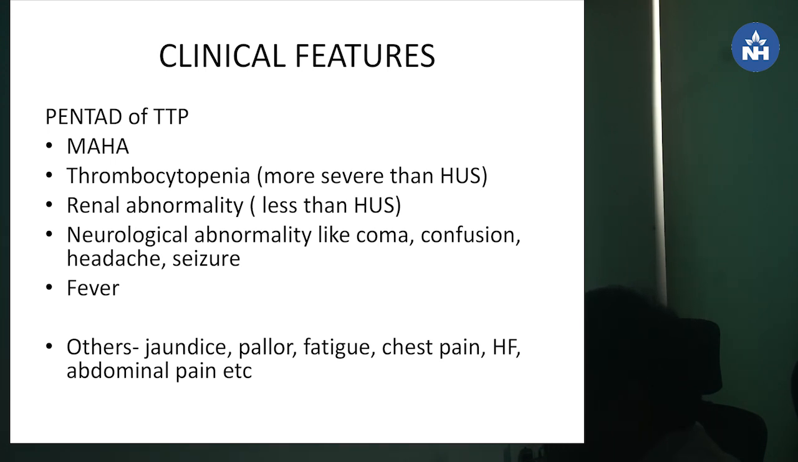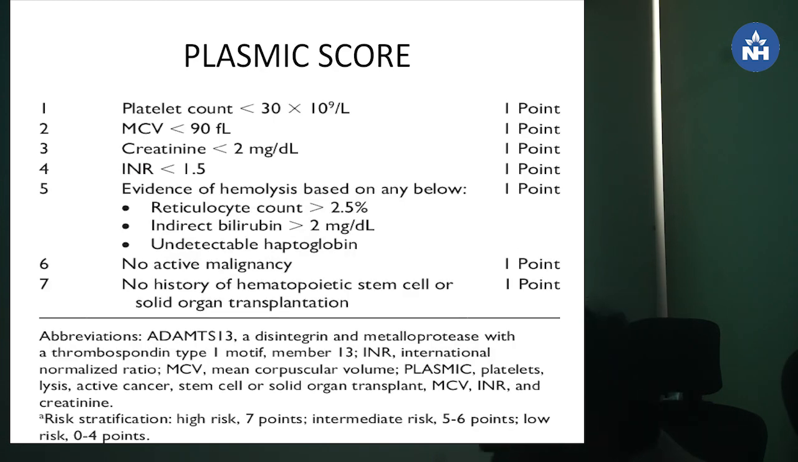It is always generalized neurological abnormality seen, and fever. These are the pentad for TTP, but other than this, jaundice, pallor, fatigue, chest pain, heart failure, abdominal pain, etc. can be seen. Now the PLASMIC score. The PLASMIC score is important as TTP has high mortality and early treatment is necessary.